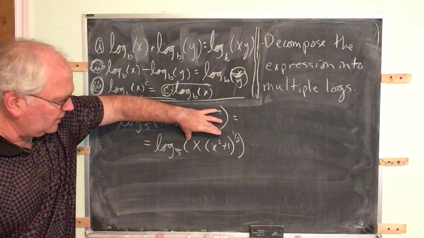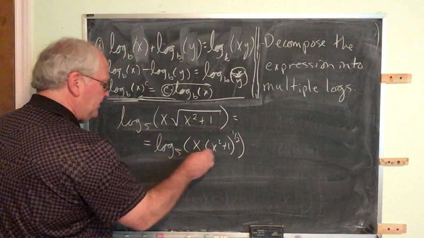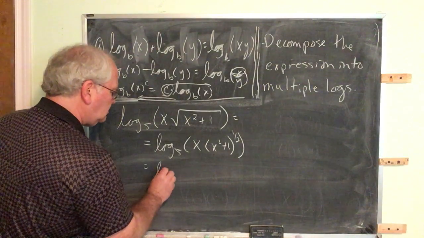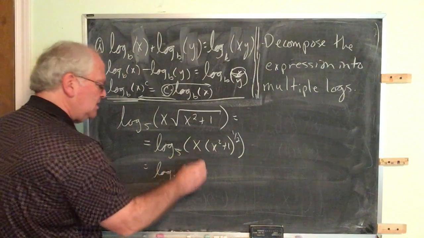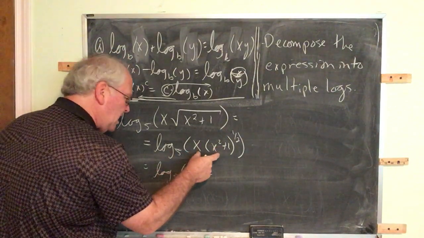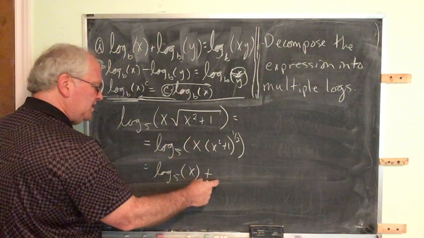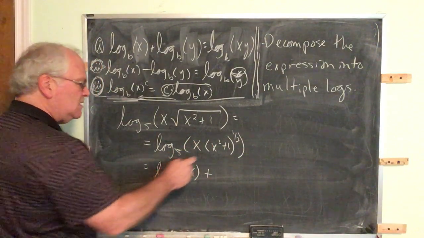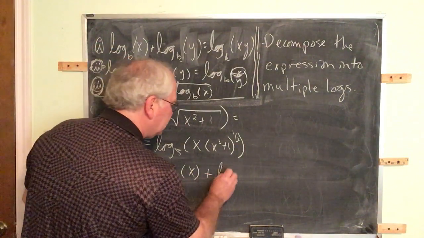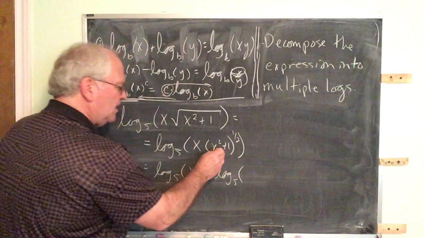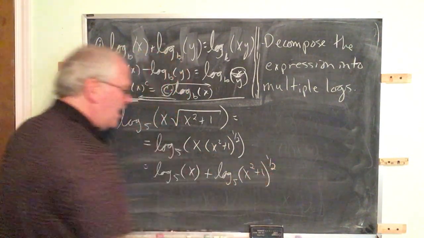We need to separate first and then move the coefficients down front. So first, separate this. So this is log base 5 of the first plus. If you have the product, it is the sum of the logs. If we had division, then we would subtract the logs. So this is log base 5 of x plus log base 5 of this expression raised to the 1/2 power.